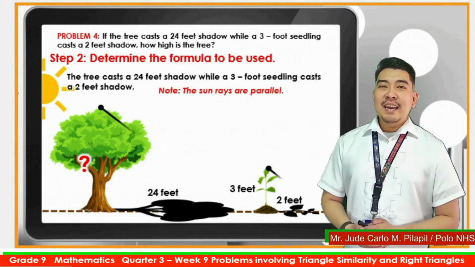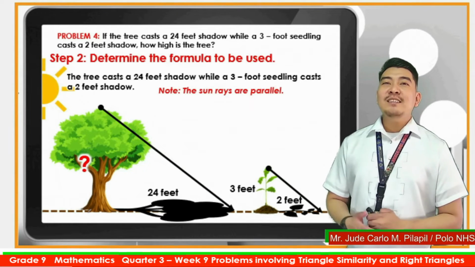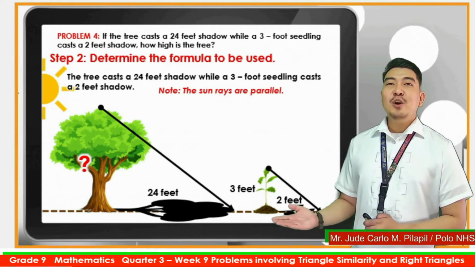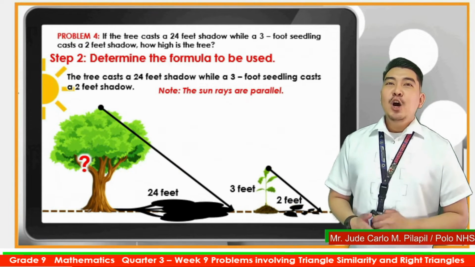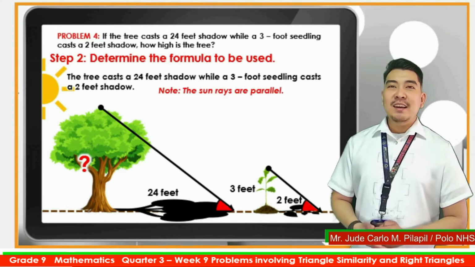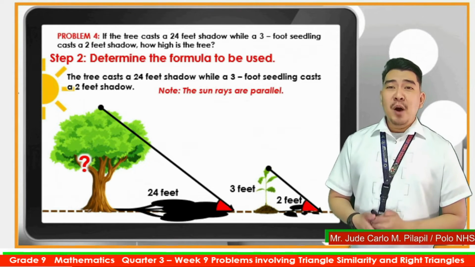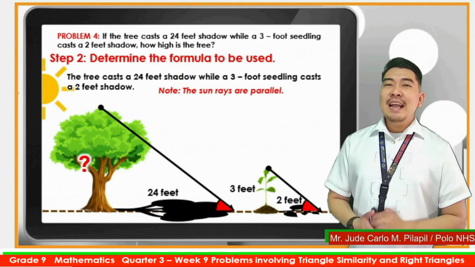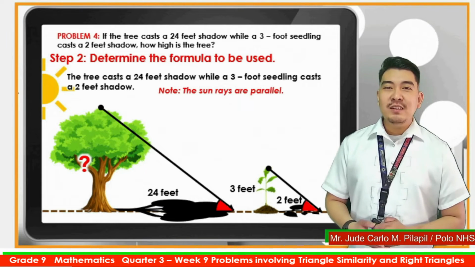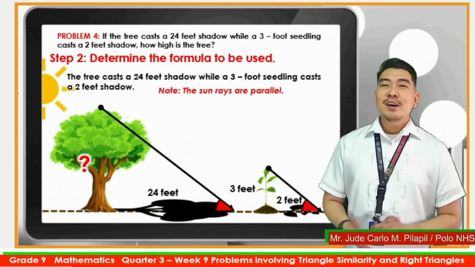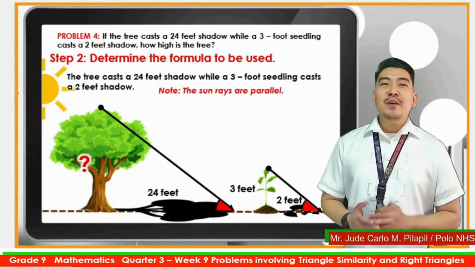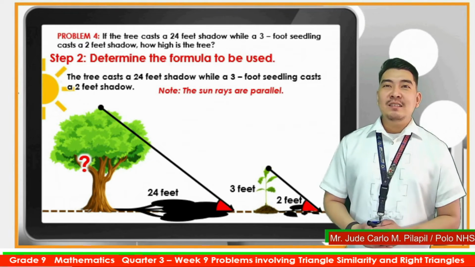Considering the parallel lines and the ground as the transversal, as shown in the figure, we can form congruent angle pairs known as corresponding angles. As stated in the postulate, if two parallel lines are cut by a transversal, then the corresponding angles are congruent. Thus, we already have a pair of congruent angles.